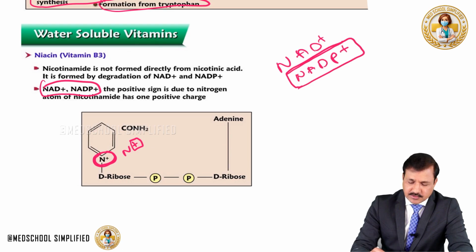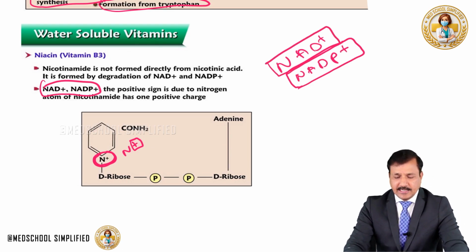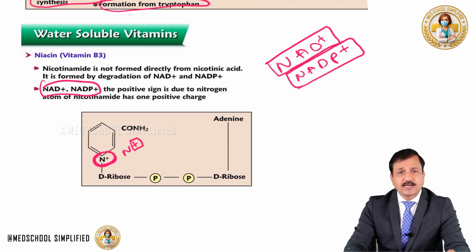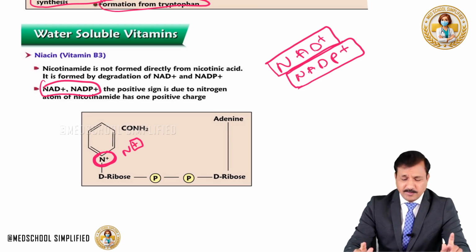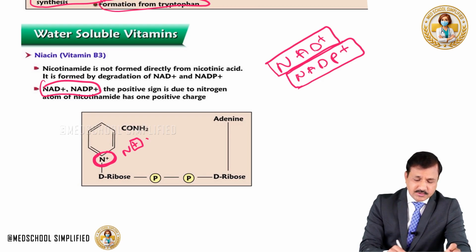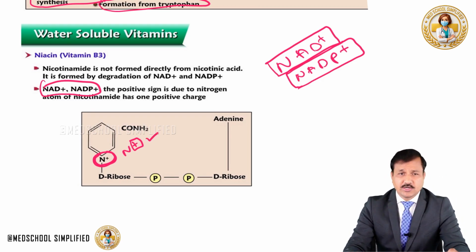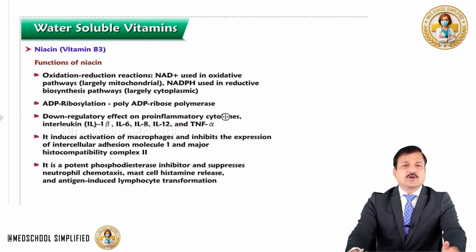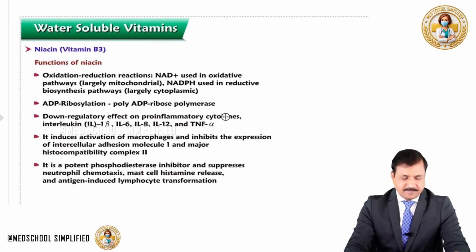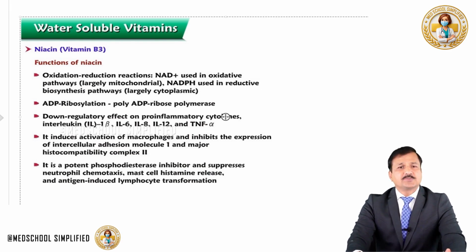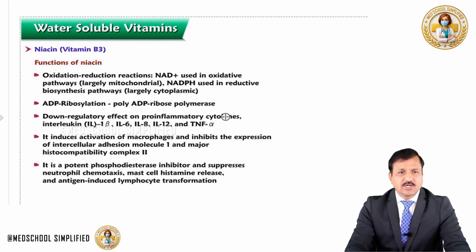So don't get confused when you see the nicotinamide written as nicotinamide plus as the active coenzyme form. It's only because of the positive sign that is present over the nitrogen atom of the nicotinamide. Alright, now let's look at the functions of niacin. Niacin can participate in a variety of functions in our body.